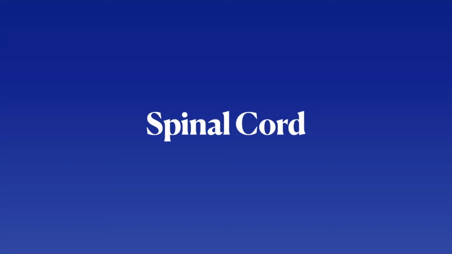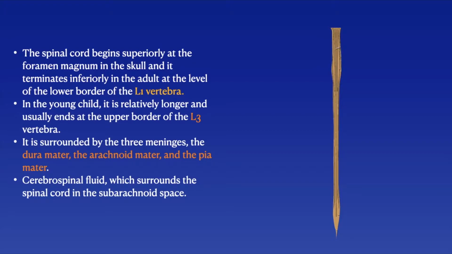The anatomy of the spinal cord. The spinal cord begins superiorly at the foramen magnum in the skull, and it ends inferiorly in the adult at the level of the lower border of the L1 vertebra, while in the young child it is relatively longer and usually ends at the upper border of L3 vertebra.